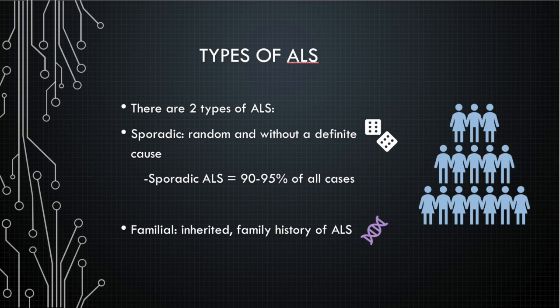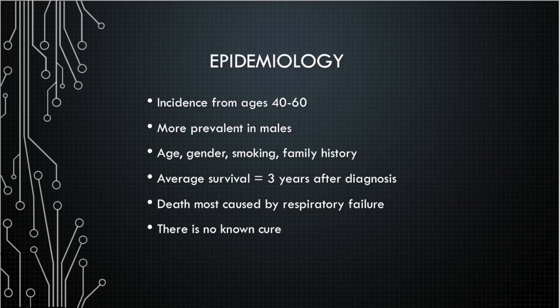There are two types of ALS: sporadic, meaning it occurs randomly and without a definite cause. This type makes up 90 to 95% of all cases. And familial, meaning that the disease stems from the genes of the family. ALS typically occurs in individuals between the ages of 40 and 60, though there have been incidences of much younger individuals. It was also observed that ALS is more prevalent in men than in women.